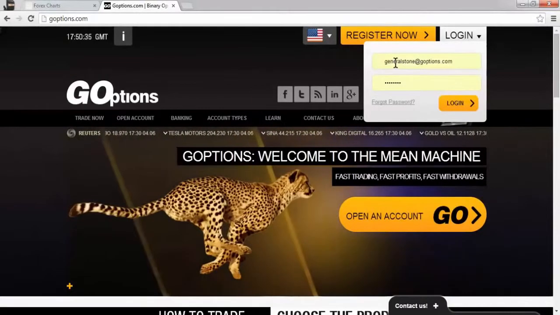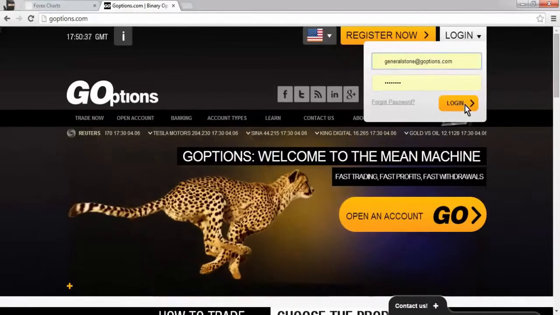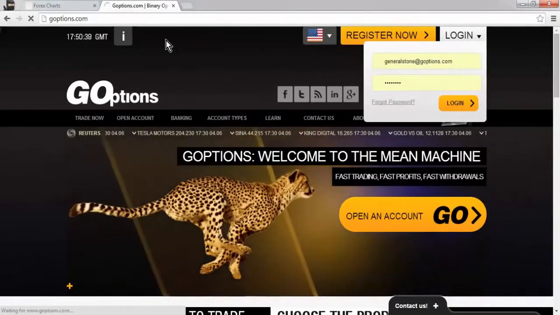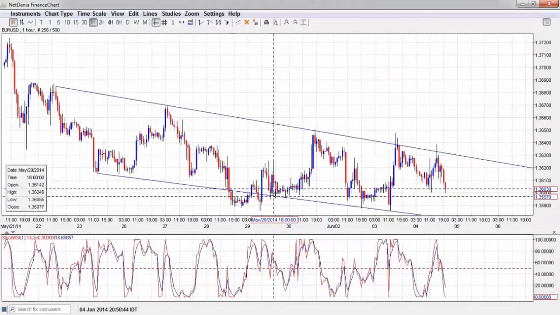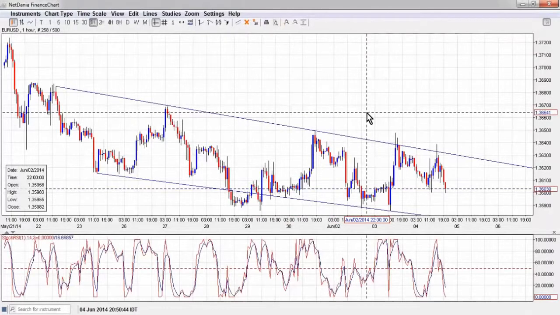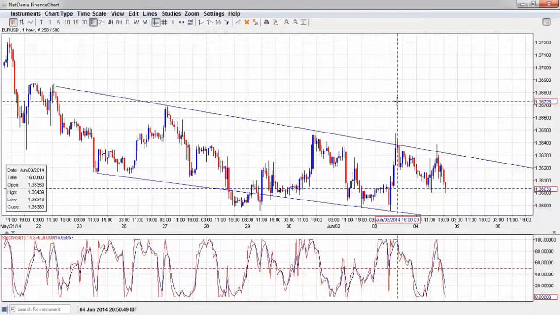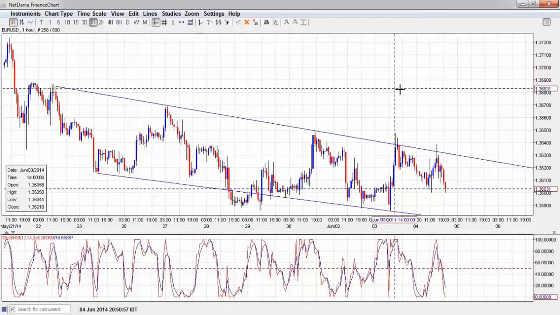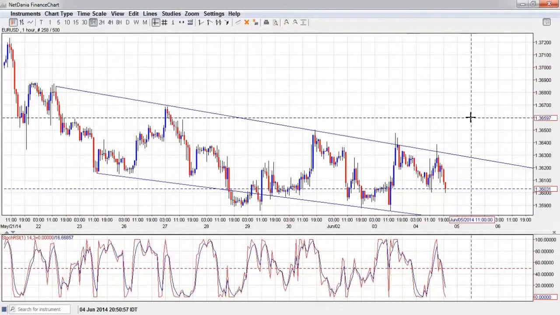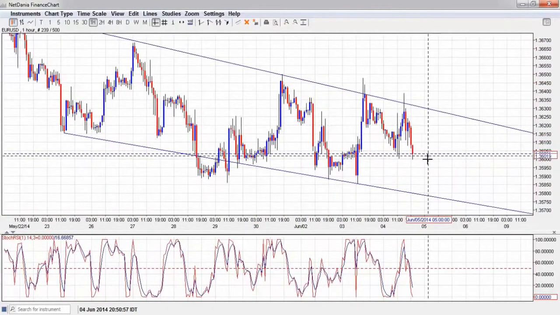You can see I'm just going to log in here as General Stone, log into my trading account, and while that loads up, just going to hit the trade now button and get over to the chart. So yesterday you saw me make about $16,000 profit. The day before that, a couple of days before that, about 50 grand profit. Still looking at the same pattern on this euro dollar. So we're looking at the euro dollar right now on the Net Dania Free Pro chart on a 1 hour time scale. So each candle is worth, of course, 1 hour.